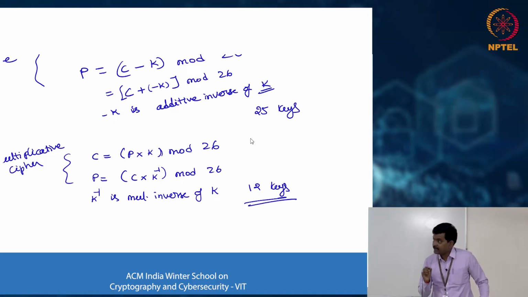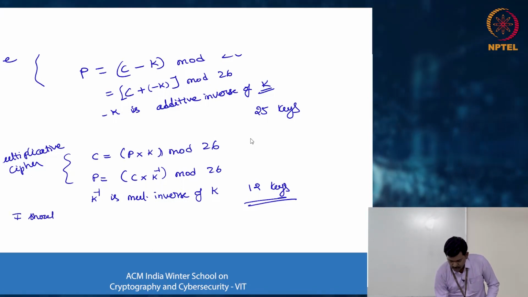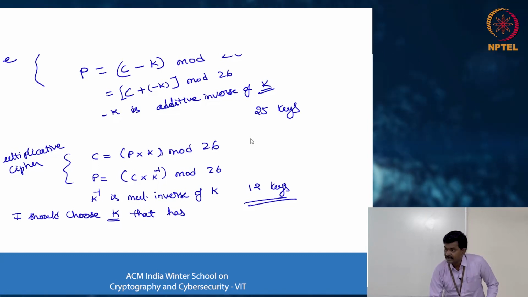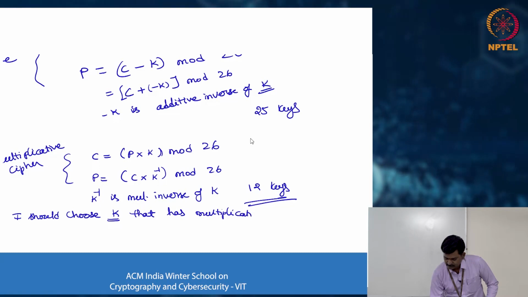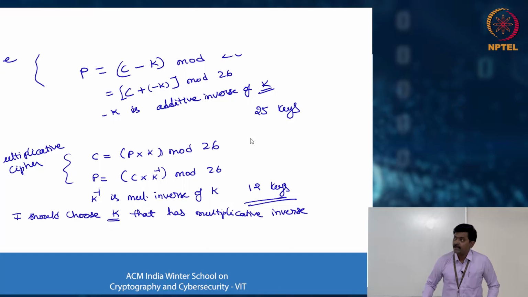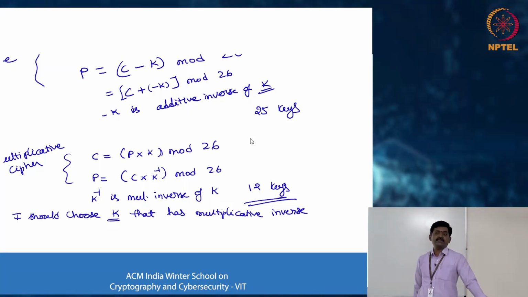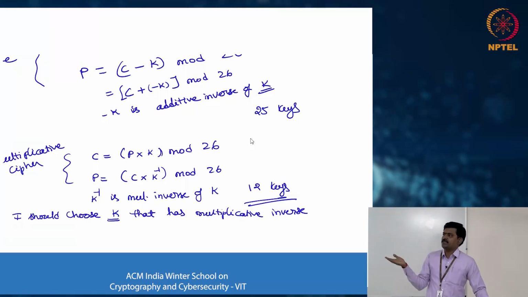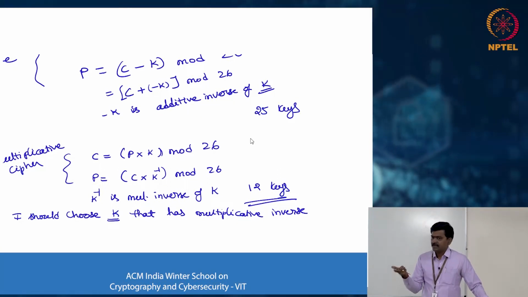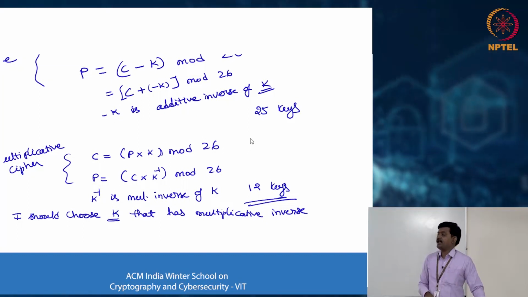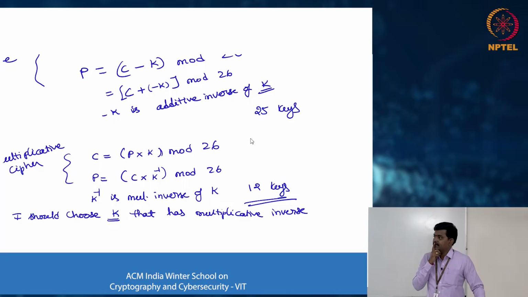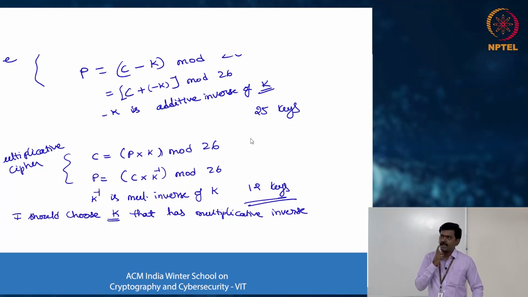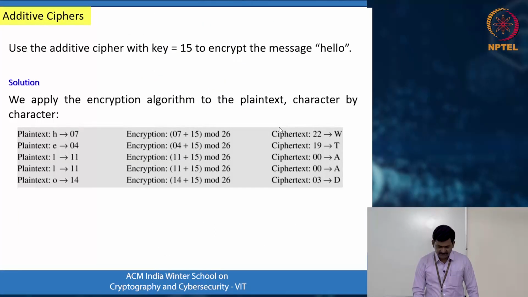A multiplicative inverse. So when I am using multiplicative ciphers, I should choose a K that has a multiplicative inverse. Of course, when you are using an additive cipher, you should also take a key that has an additive inverse, but there you have no issues with the numbers 1 to 26. Additive identity is 0. When it comes to the multiplicative cipher, when I choose a K value and multiply it with the corresponding inverse, what should I get? I should get the identity element 1. So there's a challenge there.